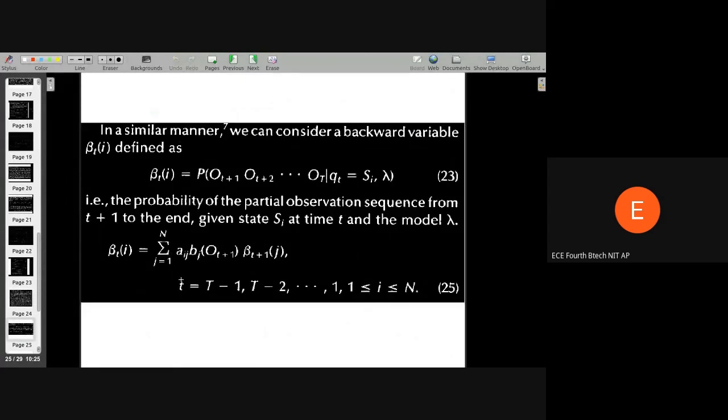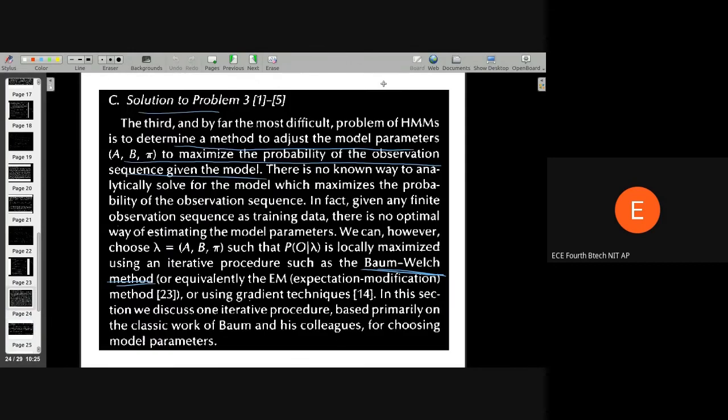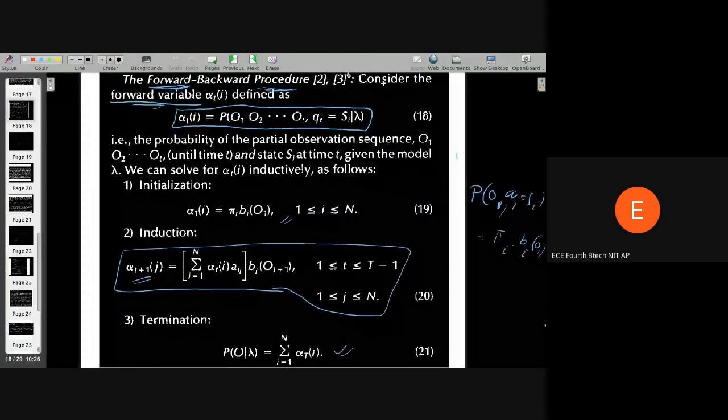We had previously defined alpha t. During your forward procedure in solution one, we defined alpha t i, the probability of, I think, O T given Q T equal to S I slash lambda was there. I think that's what it was. Let me go back and see once again. Yes, that's what it was.